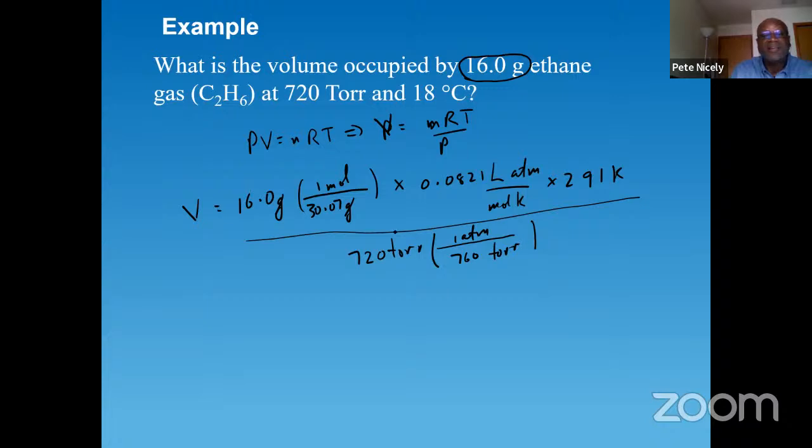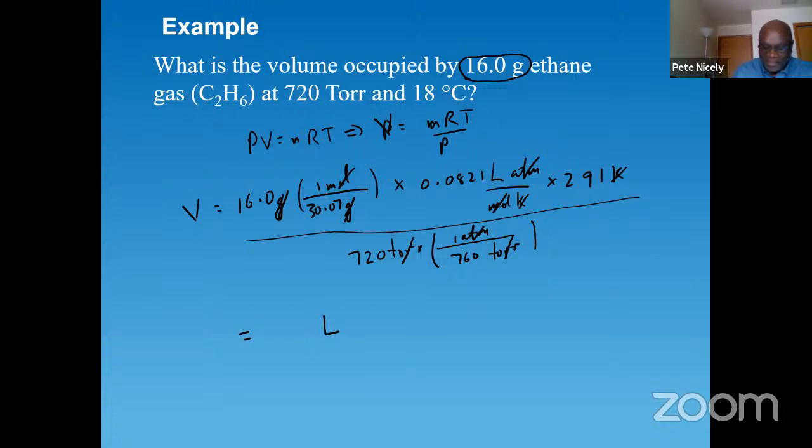All right. So that's basically the setup. And we can see certain units canceling. The gram units will cancel out here and here. The mole will cancel out here and here. The Kelvin will cancel out here and here. The atmospheres will cancel out here and here. And the torr will cancel out here and here. So your final unit would be liters, all right?